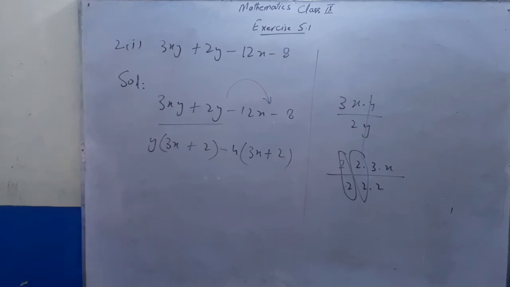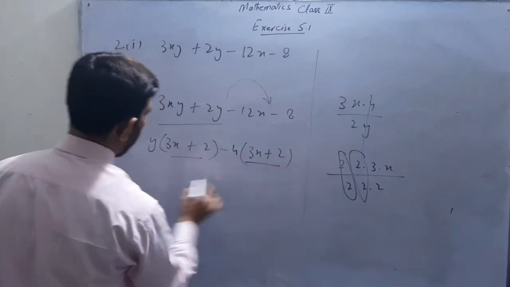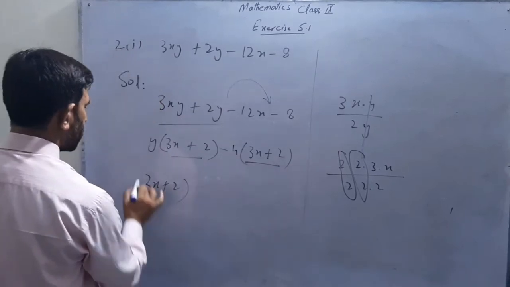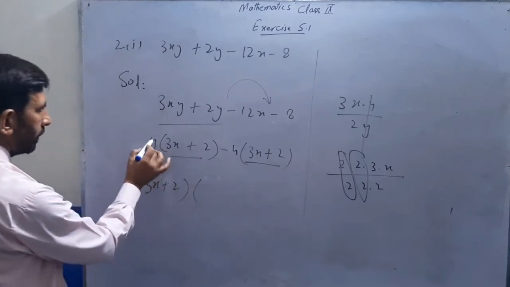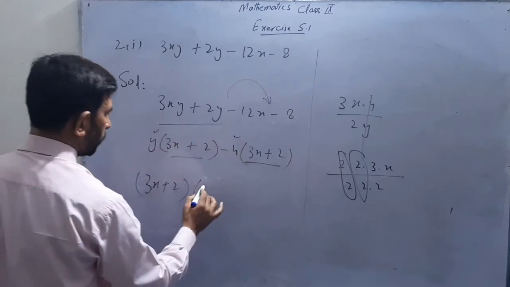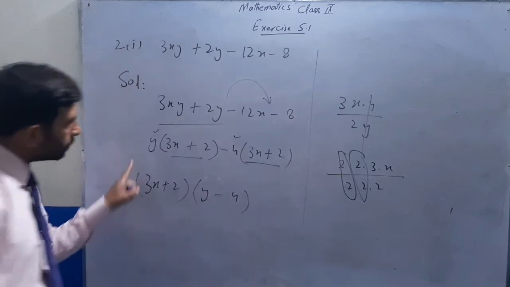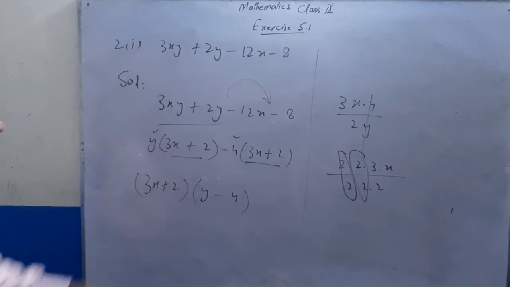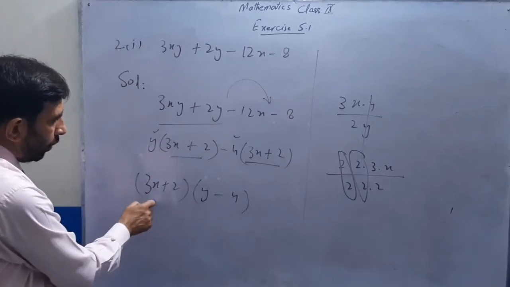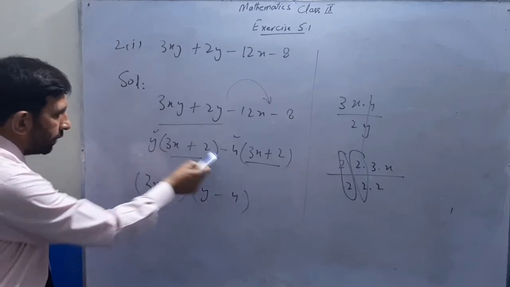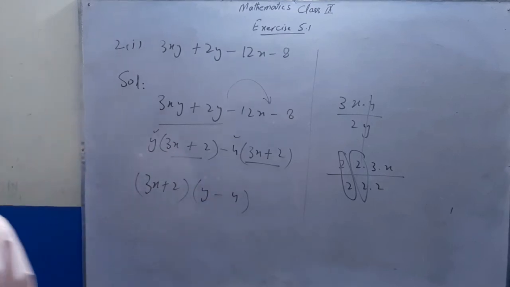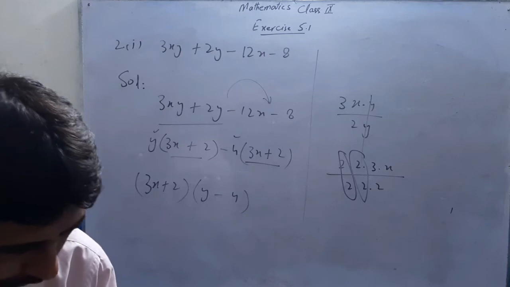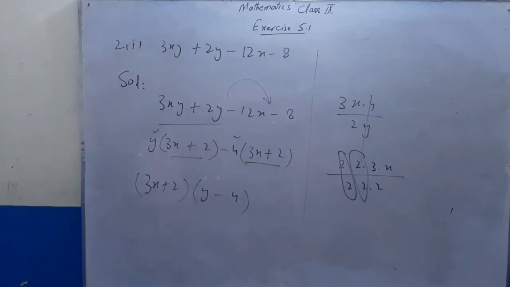3x plus 2 is again fully common. Write 3x plus 2 as the common number. So what's left over here? Y is left, and here 4 is left. So write here y minus 4. But this part is just like question number 1, fifth part. Like 3x plus 2 is fully common. Write it over here, and y and 4 are left over here. It is the factorized form of question number 2, second part.